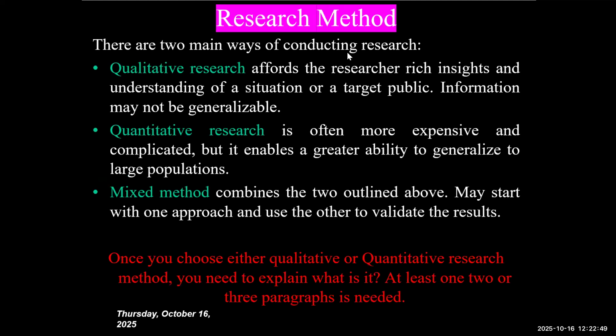Then we now look at the research method. There are two main ways when it comes to the research that we do. The first one is the qualitative approach. Here it affords the researcher rich insights and understanding of the situation or the target public. So the information may not be generalizable. The reason why qualitative research information may not be generalizable is that the population you study may not be that much. You can just interview very few students, very few lecturers, very few administrators, and that will help explain why maybe students' performance is going down.